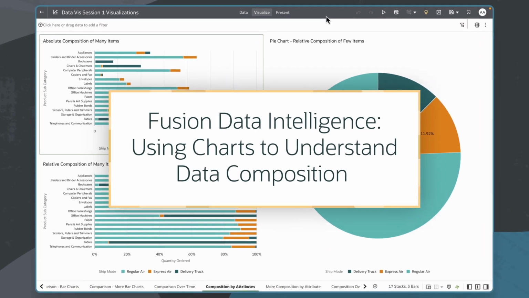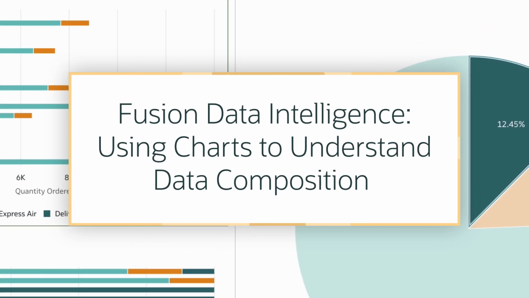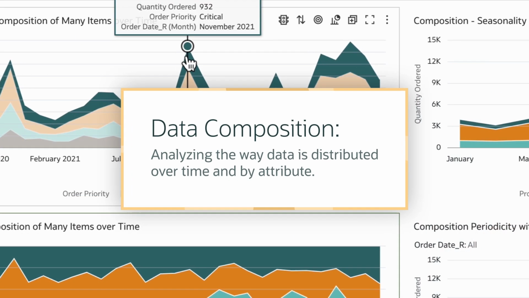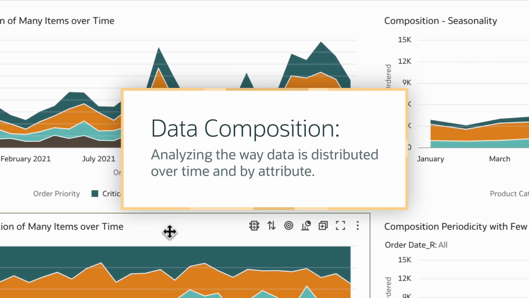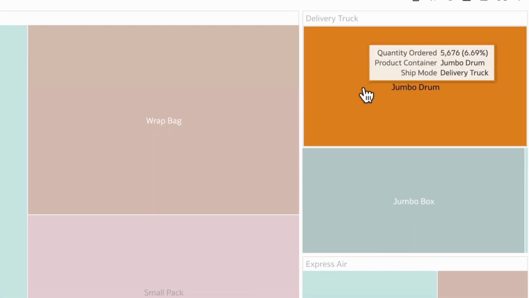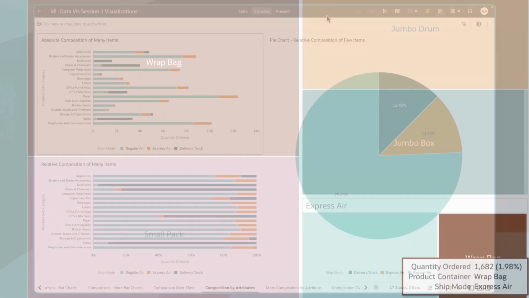In this tutorial, we'll learn how to use charts to understand data composition in Oracle Fusion Data Intelligence, or FDI. Data composition refers to analyzing how data is distributed over time and by attribute. Choosing the appropriate chart helps decision makers understand patterns and relationships in their data composition.